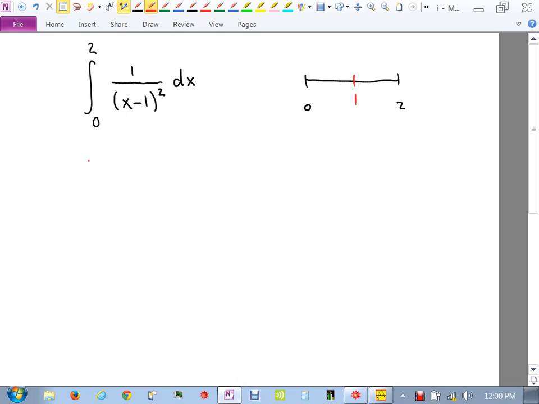The antiderivative of this is negative 1 over x minus 1 to the first power, right? Okay, so this is the antiderivative of that.